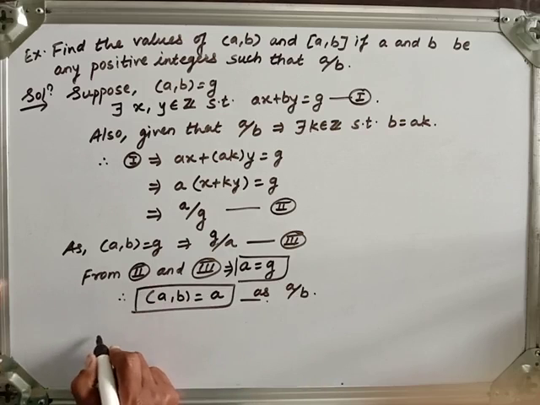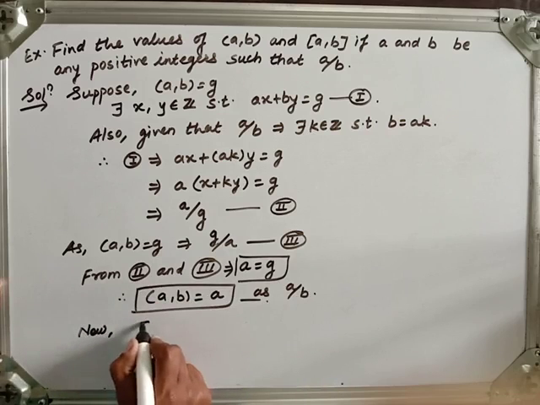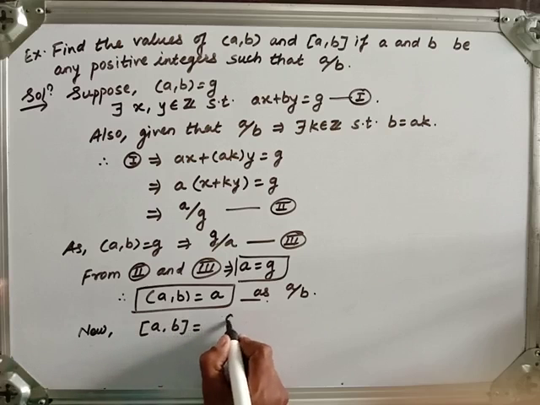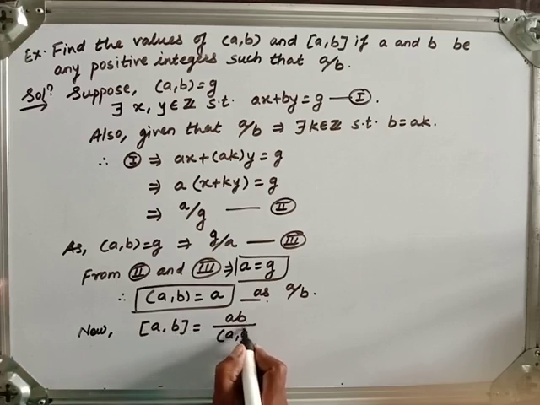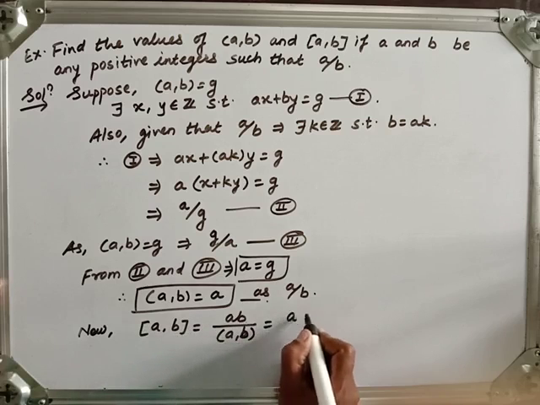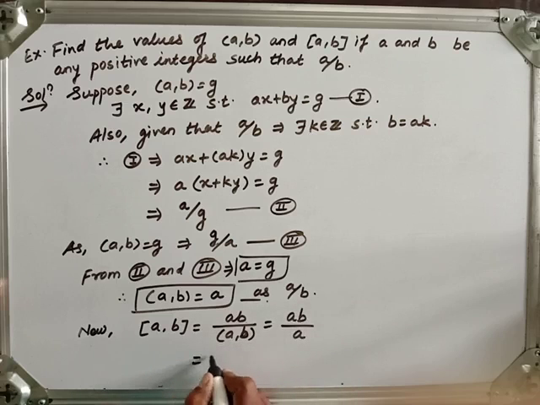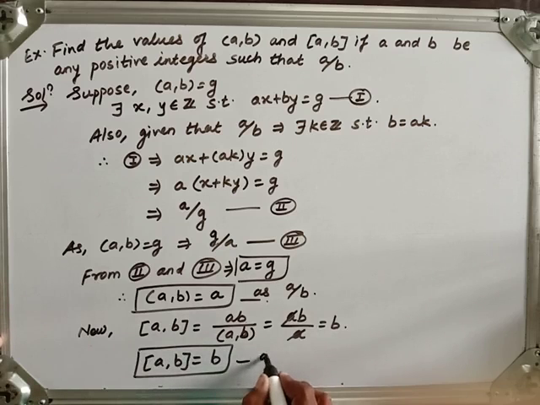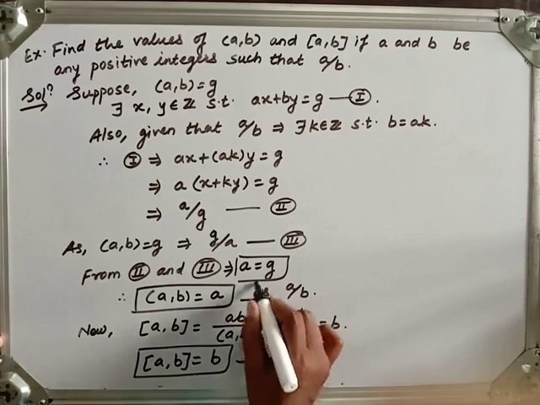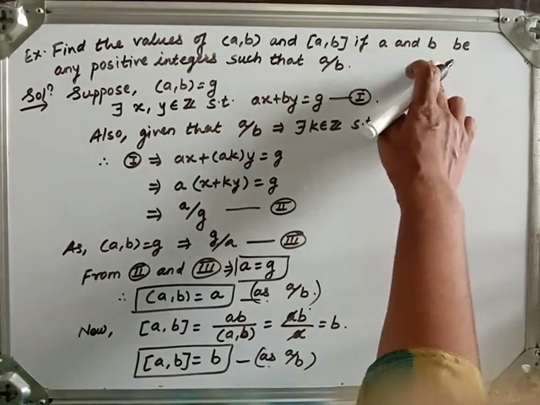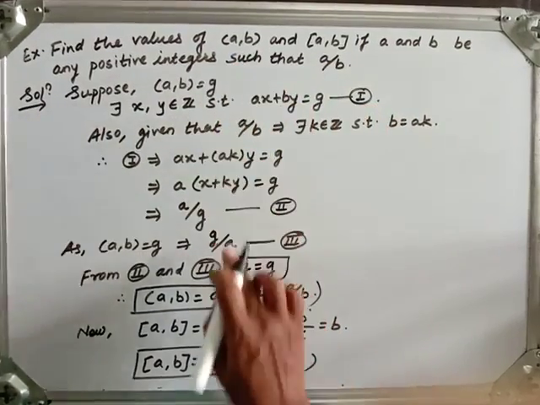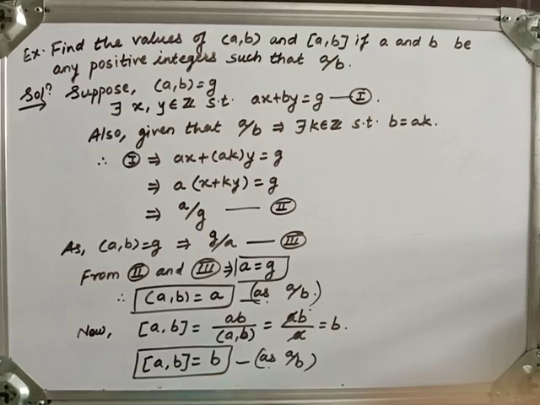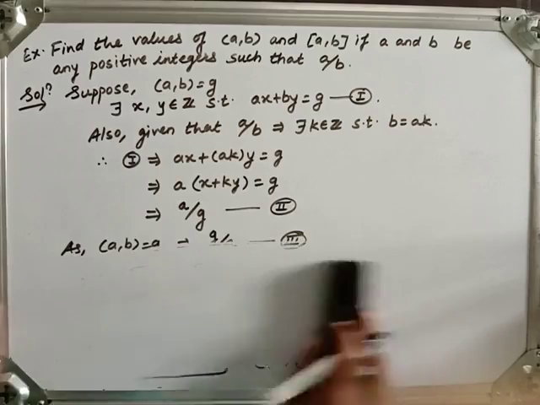Fine. Now, let us determine the LCM. The LCM is A into B upon the GCD of A and B. So, it will be A into B upon A. As A is positive, it cancels, and we get the LCM is B. So, if A and B are positive integers with A a divisor of B, then the GCD is A and the LCM is B.